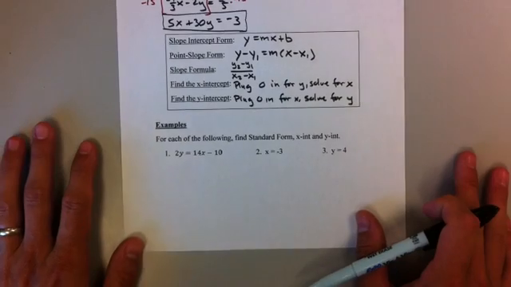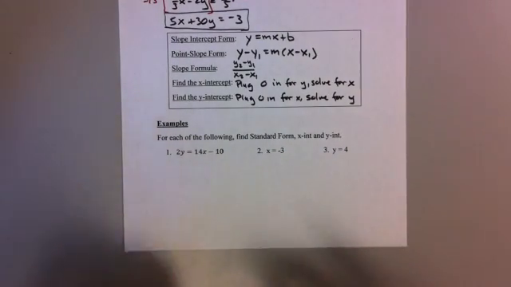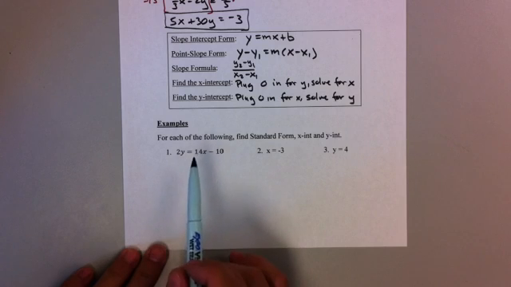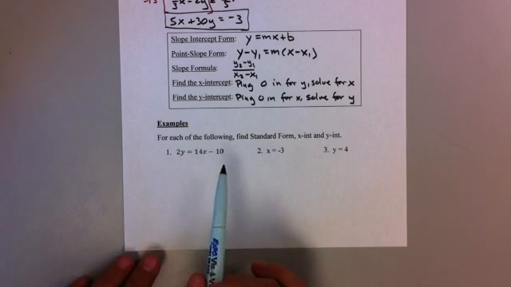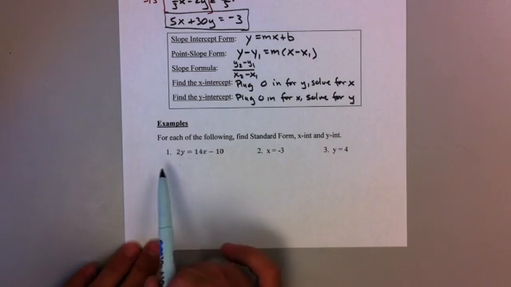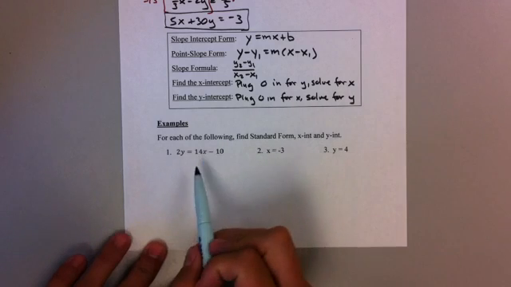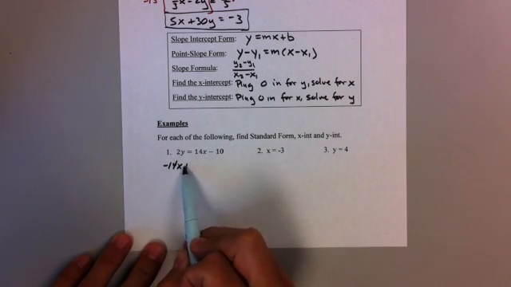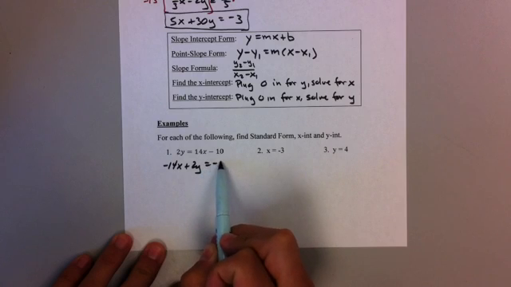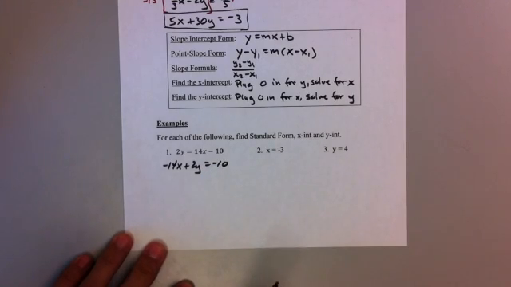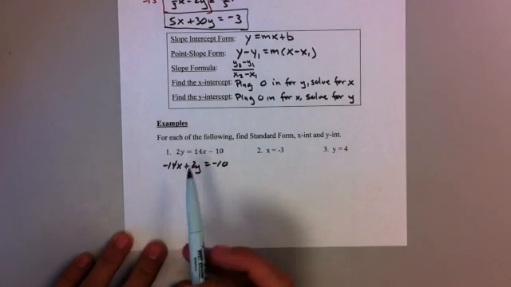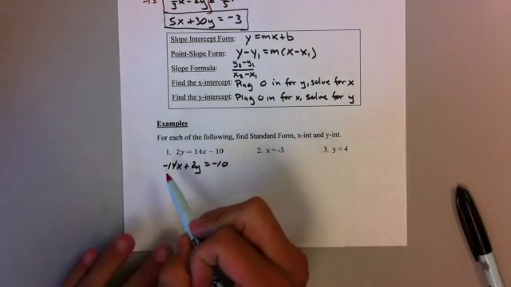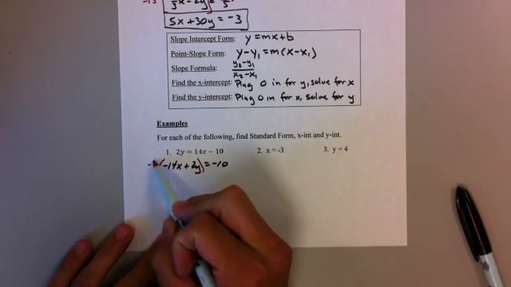Let's talk about an example or two I have here. First thing I'm going to ask you to do is change to standard form, if possible, that is, and then find the x- and y-intercept. As I look at this one right here, I would subtract 14x to the other side. So I get negative 14x plus 2y equals negative 10. It's not in standard form yet because this is negative. We want that to be a positive. So I'm going to multiply both sides by negative 1.